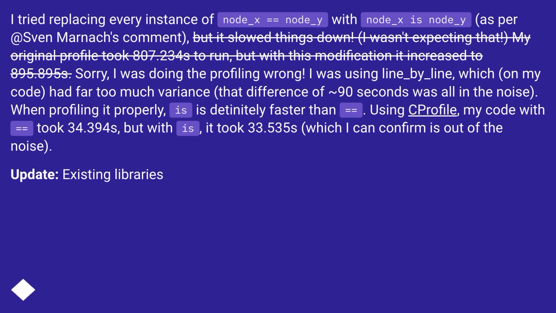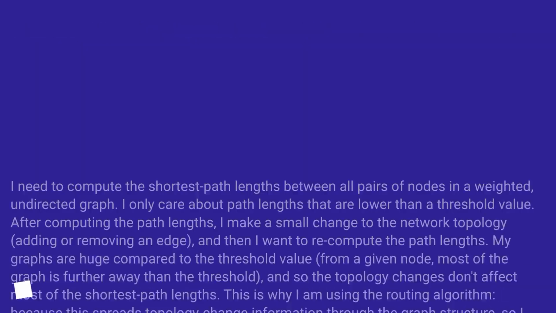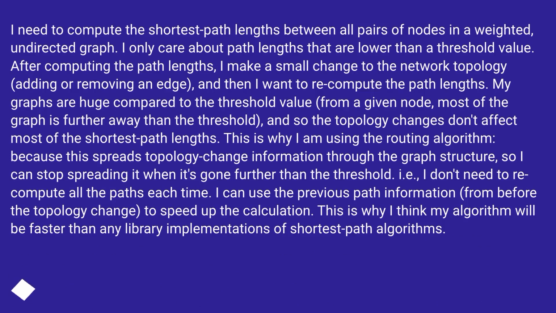Update. Existing libraries. I'm unsure as to whether there will be an existing library that can do what I want, since my requirements are unusual. I need to compute the shortest path lengths between all pairs of nodes in a weighted, undirected graph. I only care about path lengths that are lower than a threshold value.